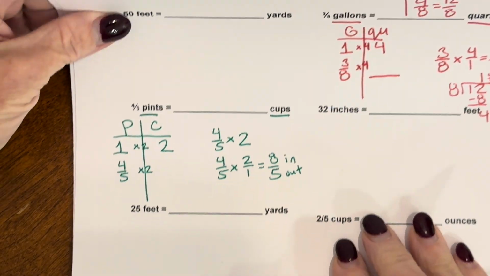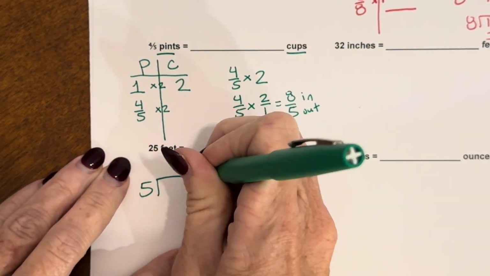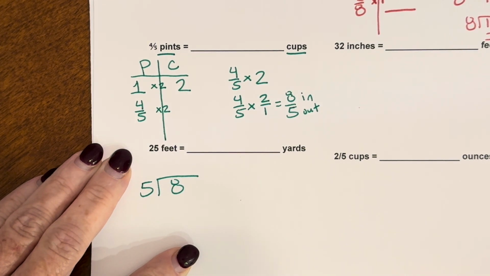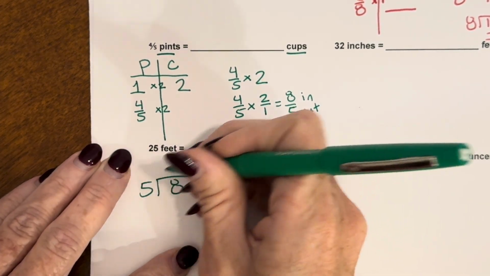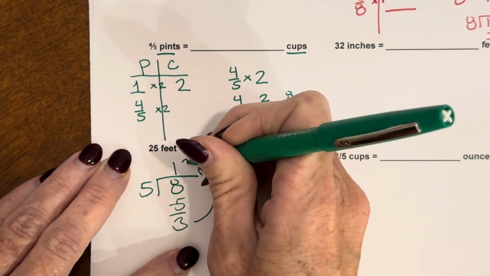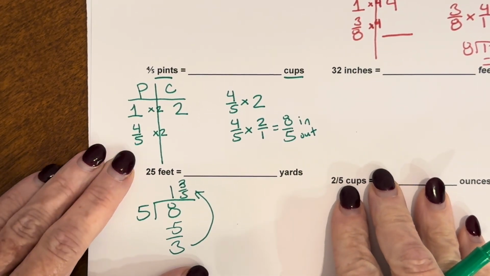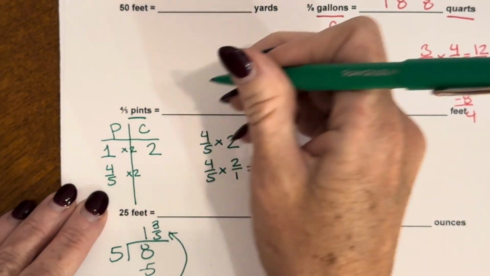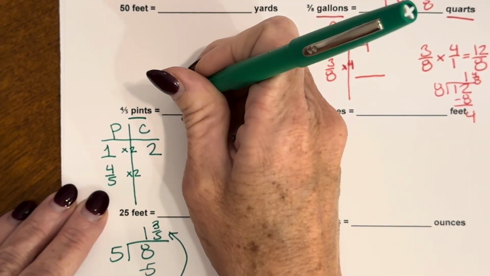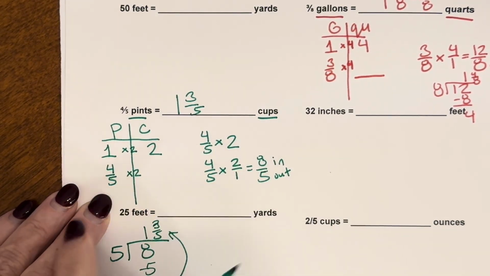We're not going to do this one on the bottom, so if you want to use some of this space to do your in and out, you can. So my 5 goes outside as my divisor, my 8 is my dividend. So if I have 8, I can make one group of 5, which is 5, and I have 3 left. So 8/5 is the same as 1 3/5. So 4/5 pints is equal to 1 3/5 cups. So using this table is how we figured that out.